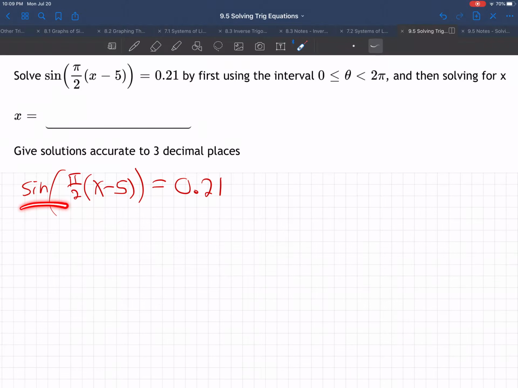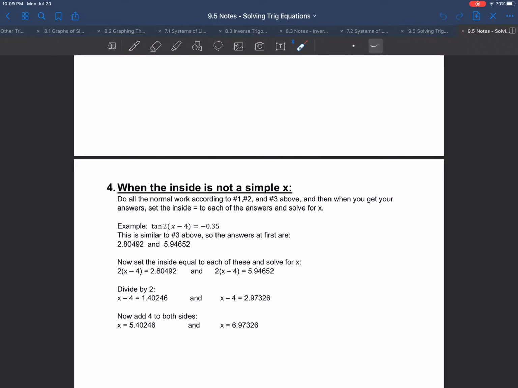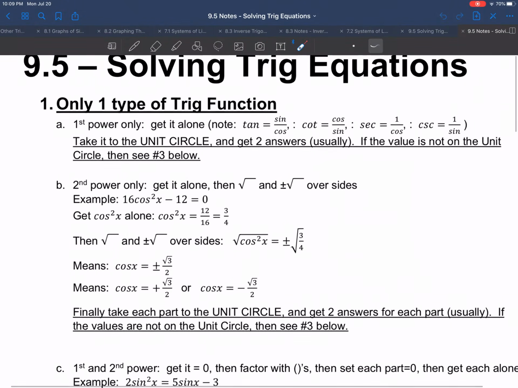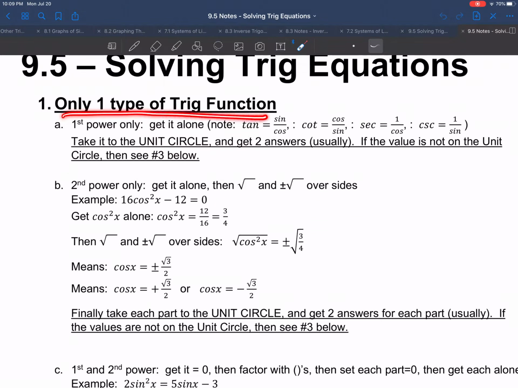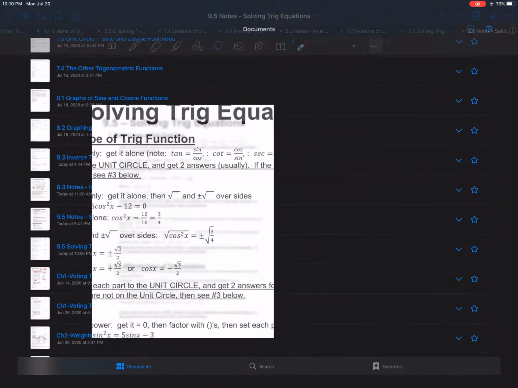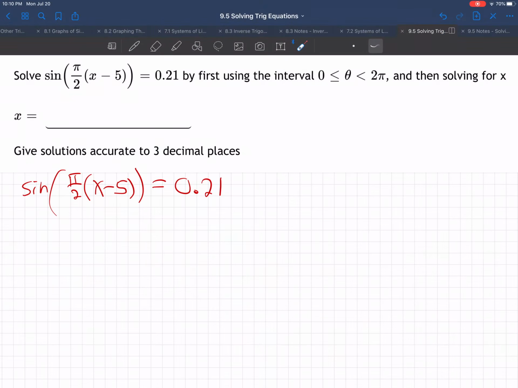Notice we have one sine function to the first power. So the notes say, let's go back up here, only one type of trig function, first power. Get it alone. Just get it alone, and then take it to the unit circle and get your two answers. Okay, so we will do that. So the first thing, well, it is alone. There's nothing outside of it. So all right, step one.